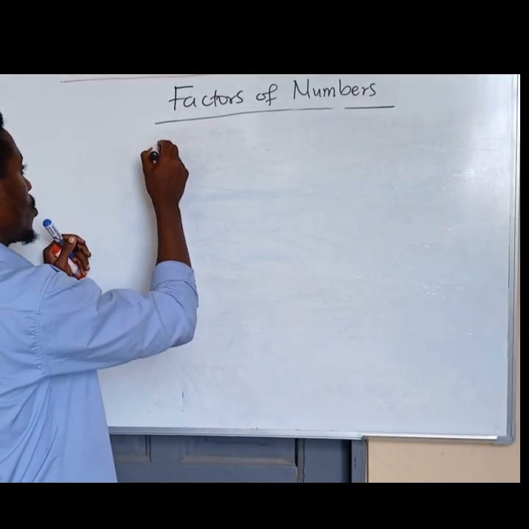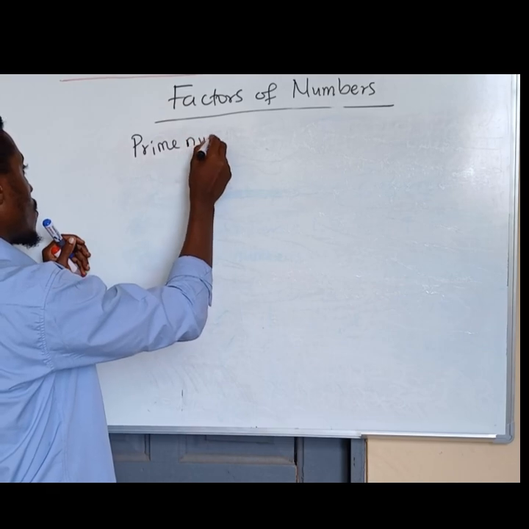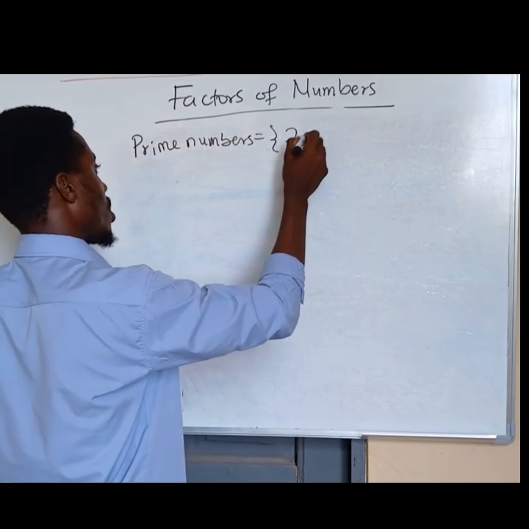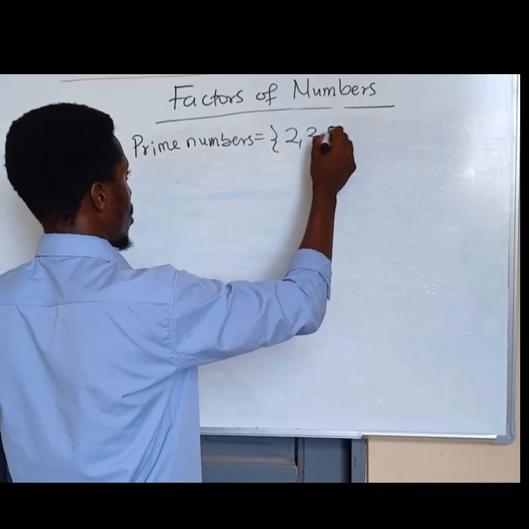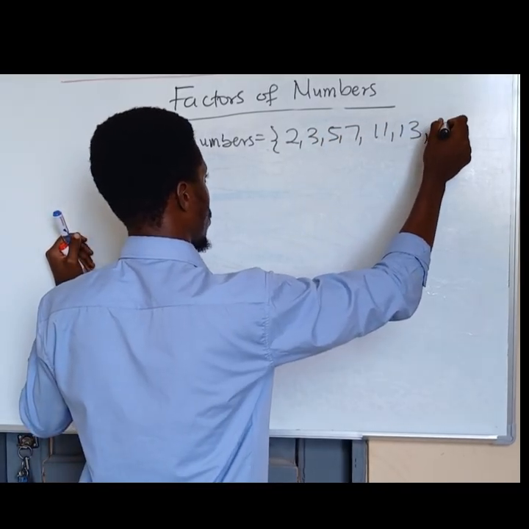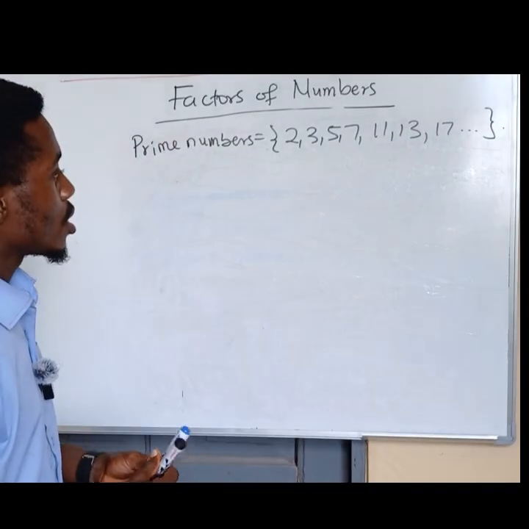So we have the prime numbers: 2, 3, 5, 7, 11, 13, 17, etc. These are prime numbers.